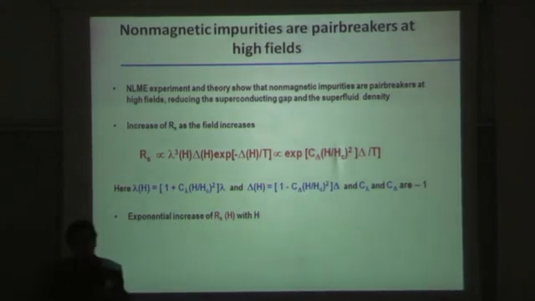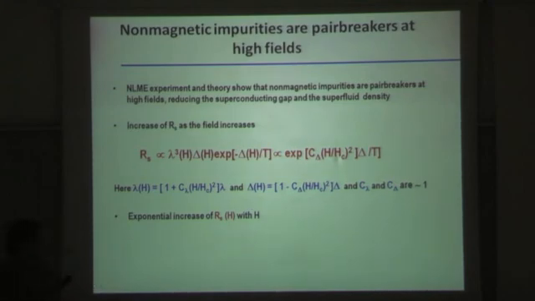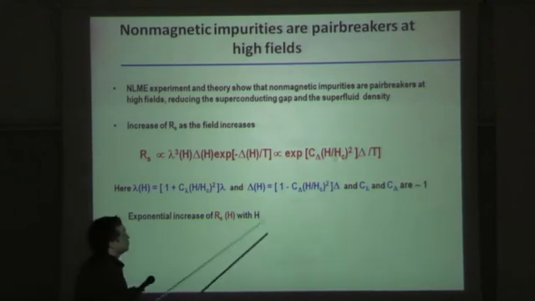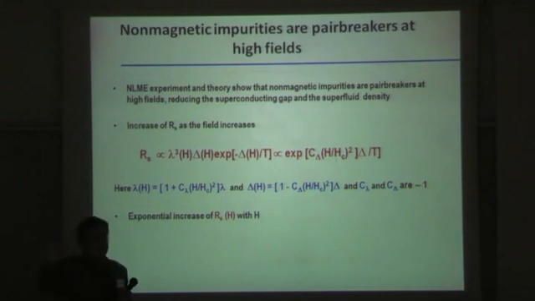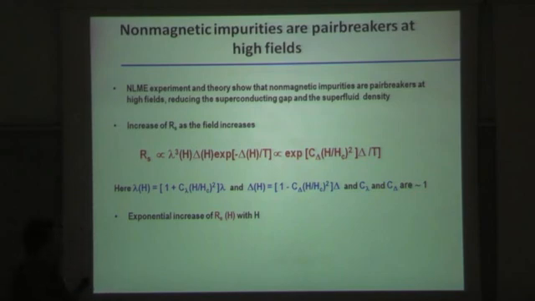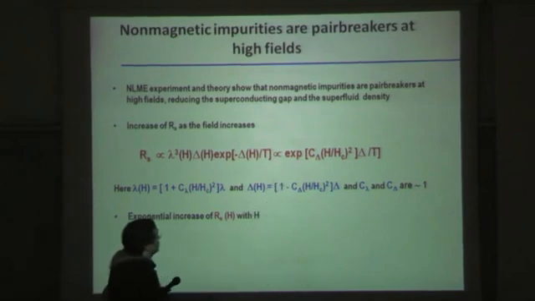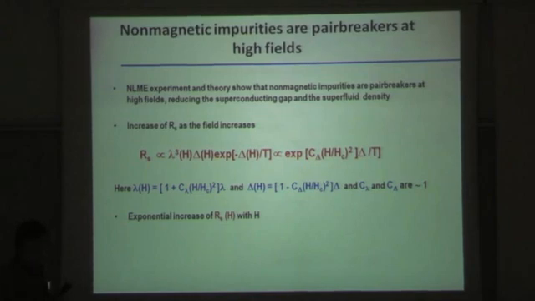And that might explain the high field Q slopes and the dependence of the Q factor on the field, simply because if there is a dirty layer near the surface, there's a pair breaking effect as we increase the field, and that produces this kind of behavior.